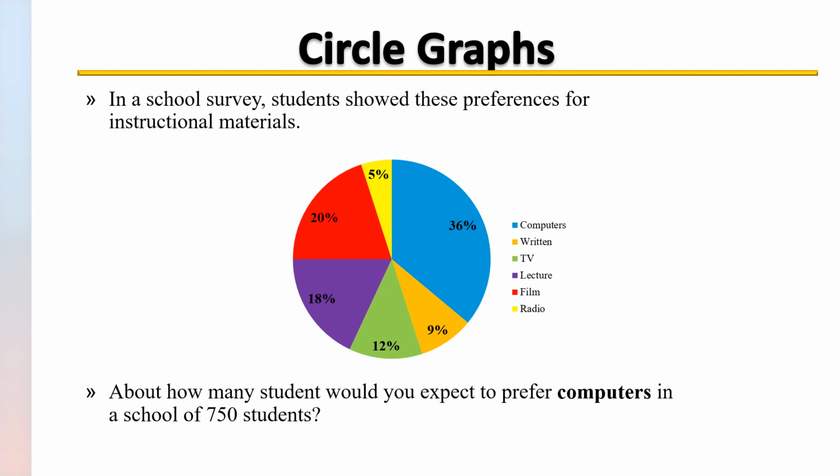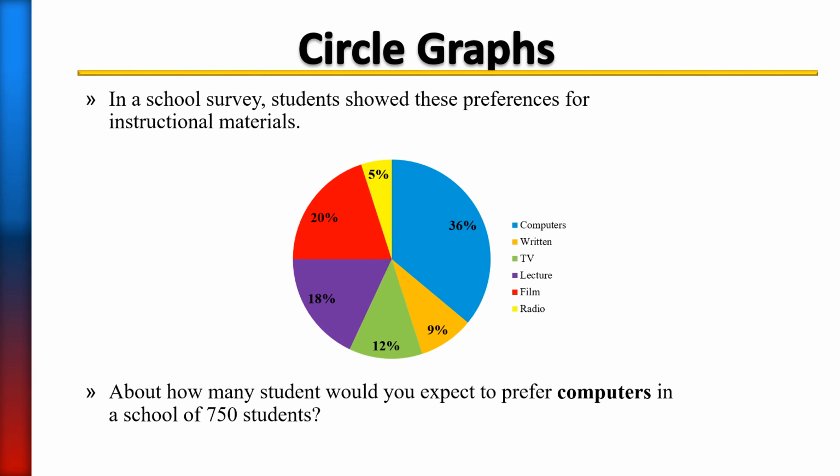Here's another example. In this school survey, students showed these preferences for instructional materials. In other words, they were asked which form of instruction they prefer the most. So we had some that say they prefer to learn through computers, others written instruction, some said through TV, some said lecture, some said through film, and some said radio. So about how many students would you expect to prefer computers in a school of 750 students?